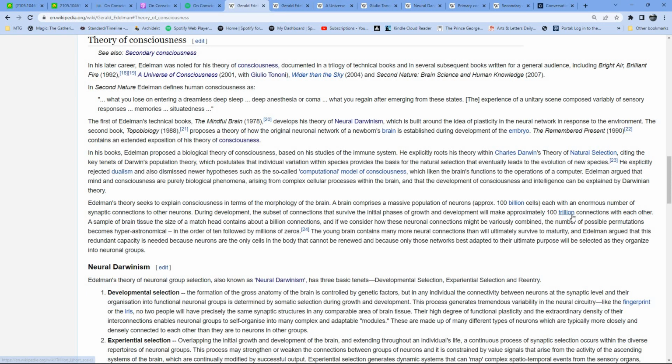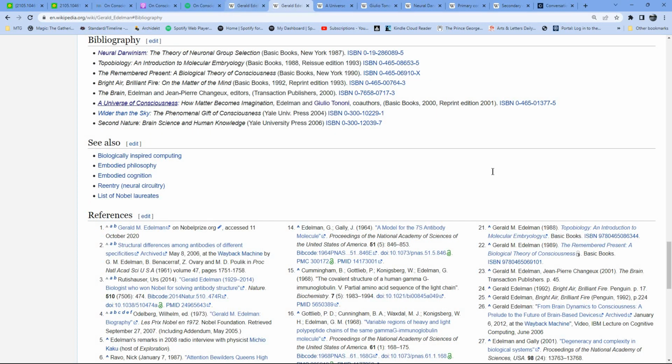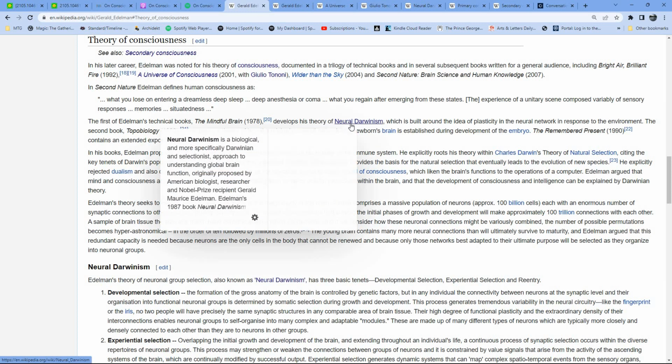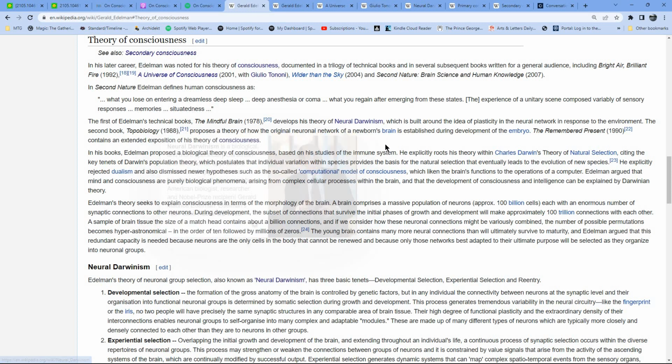And just talking about the theory of consciousness aspect, there is a particular area which is referred to as neural Darwinism, and we'll come back to that in a moment.